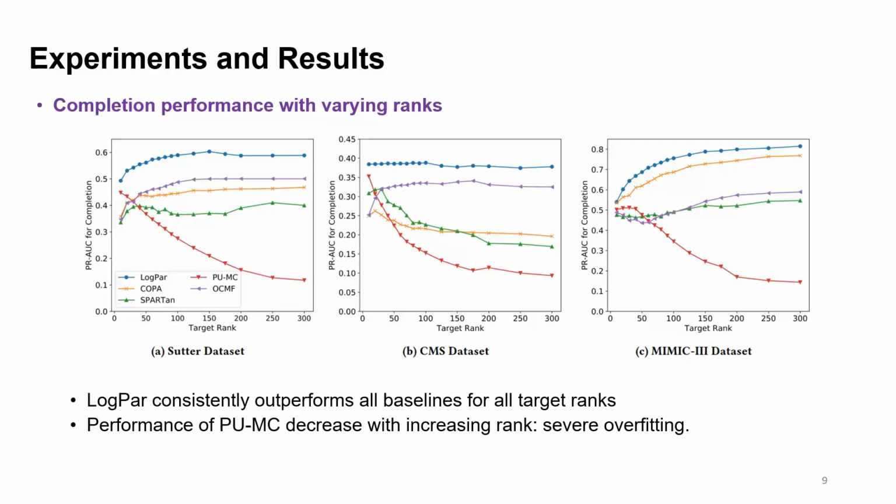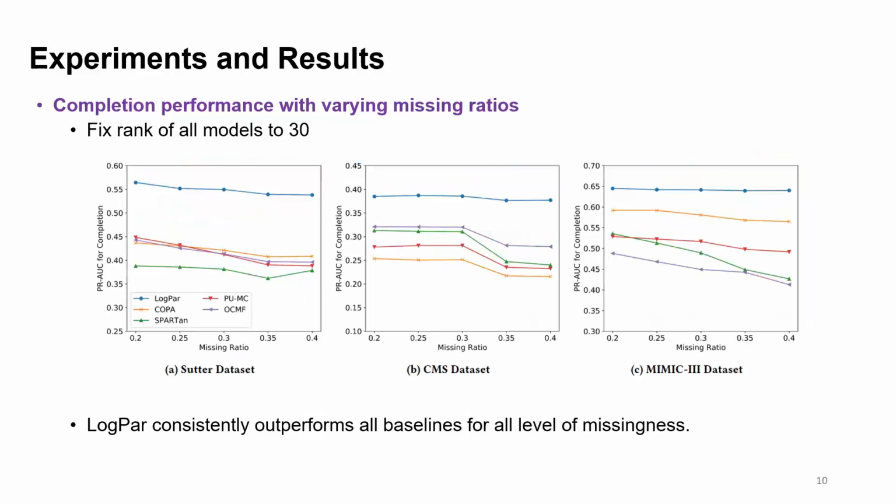We first measure the completion performance with varying ranks. The blue line is the results obtained by LogPar. As shown in the figures, it consistently outperforms all baselines for all target ranks in all datasets by a large margin. Then we fix the rank of all models to 30 and vary the missing ratio from 20% to 40%. As shown in the figures, LogPar still consistently outperforms all baselines for all levels of missingness, and is more robust to heavy missing.